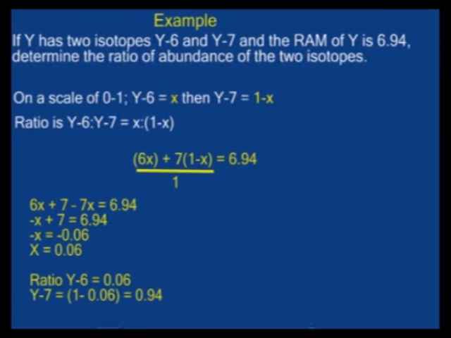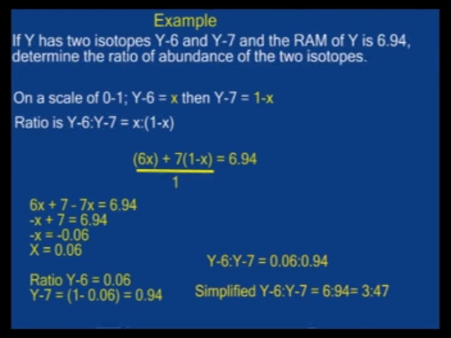Now, this ratio becomes 0.06 to 0.94. Now, to simplify, we multiply each side by 100, and we shall get Y6 to Y7 is equal to 6 to 94. If we further simplify that, we get 3 to 47. Now, in terms of percentage, you'd realize Y6 would be 6% and Y7 would be 94%.